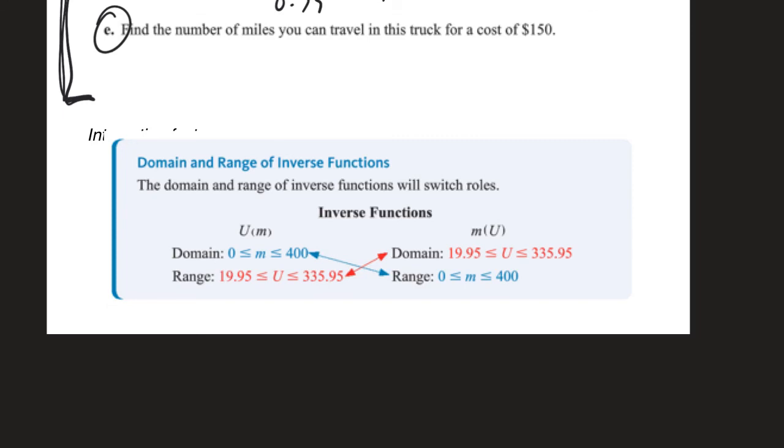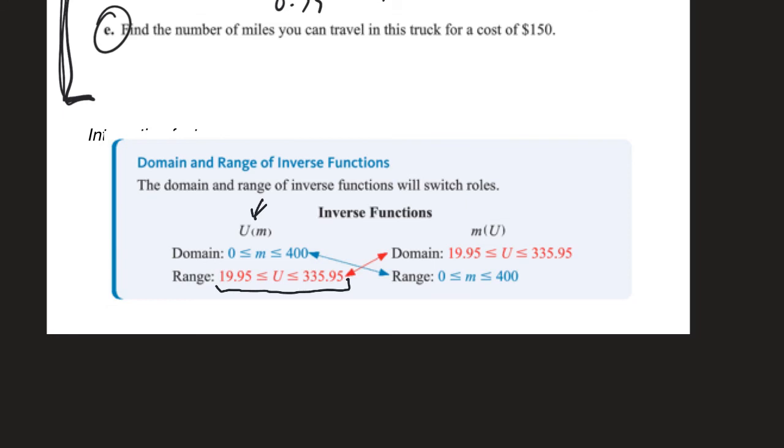Okay, so we have the domain and range of inverse functions at the end of this. And again, this is some information that is really interesting to know. For instance, our original function, the u of m, had a domain that was represented by 0 miles all the way up to 400 miles. So that is the maximum amount of miles you could drive in a day. That's the range of numbers. And then if you drove 0 miles, you would spend $19.95 all the way up to 400 miles, which would cost $335.95. That is the reasonable domain and range that go with this problem.